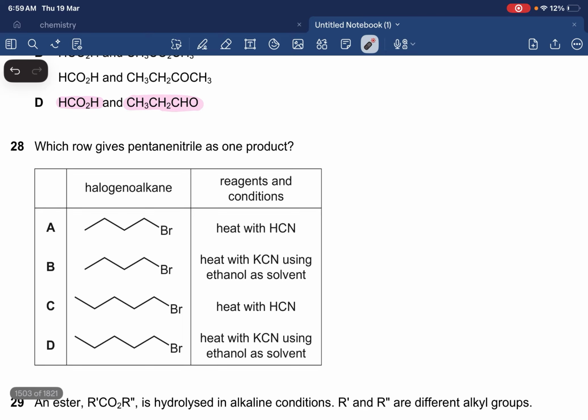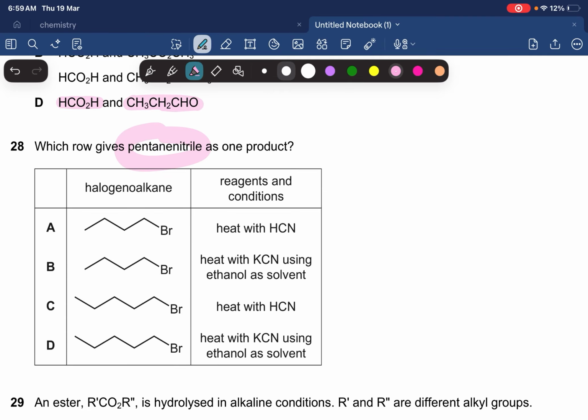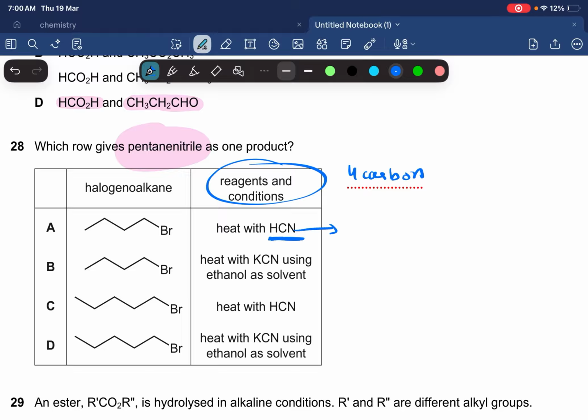Which row gives pentanenitrile as one product? So for pentanenitrile, firstly we need a four-carbon compound, and then we're going to add HCN or whatever to it, and then we're going to make the nitrile. For halogenoalkanes, you should remember one thing, that we don't add HCN. HCN is added to carbonyl compounds. For our halogenoalkanes, we use KCN in ethanol. Heat with KCN and ethanol.